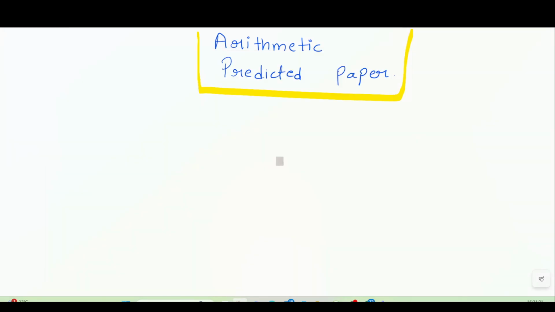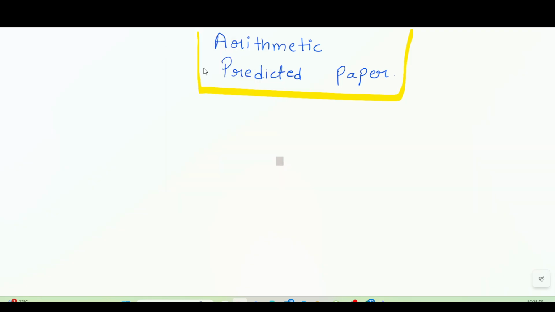So today we are going to do arithmetic predicted paper, and in this class I will be giving you each type of question. Every type of question which you can see in your exam would be covered in this class. Okay, so let's start with the very basic questions.